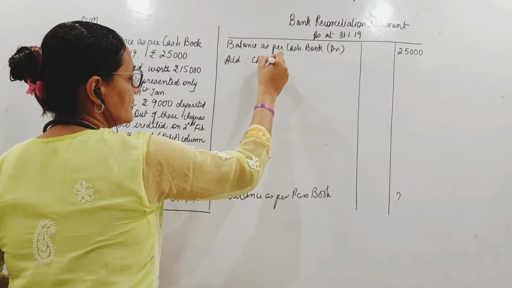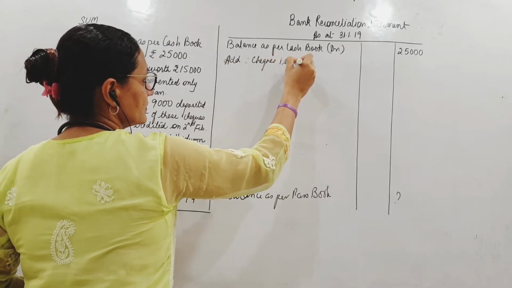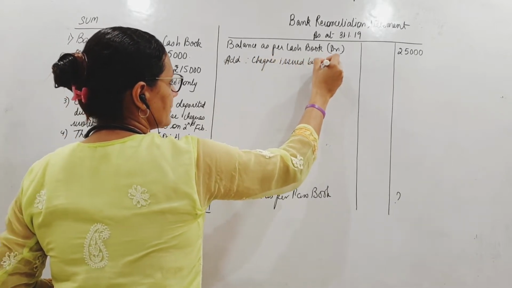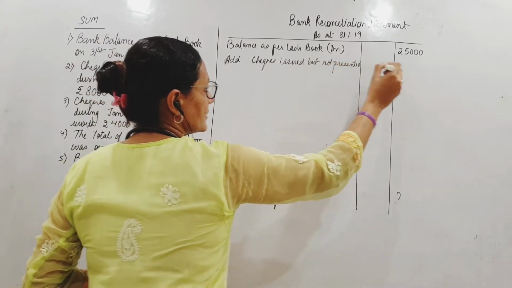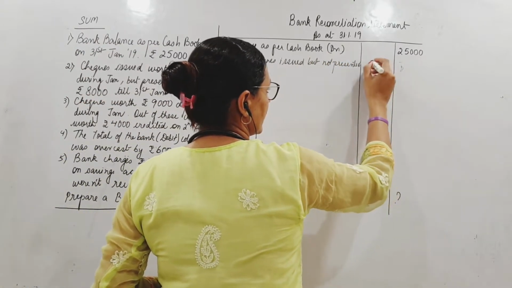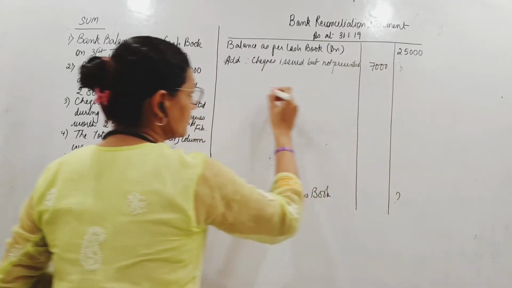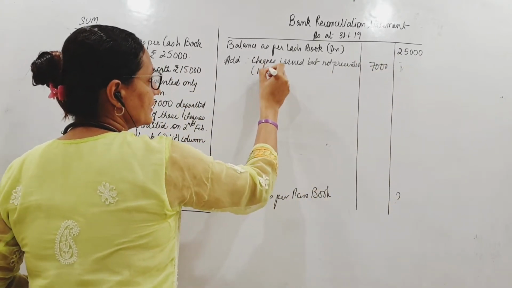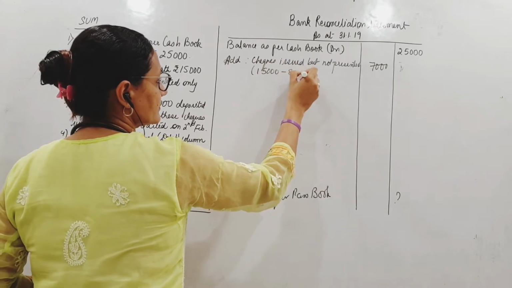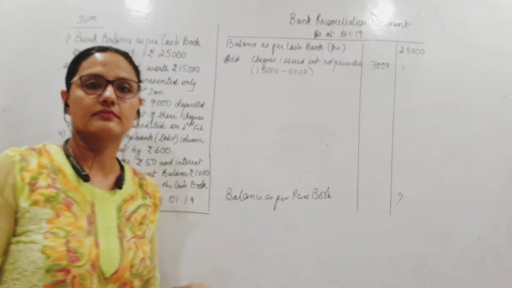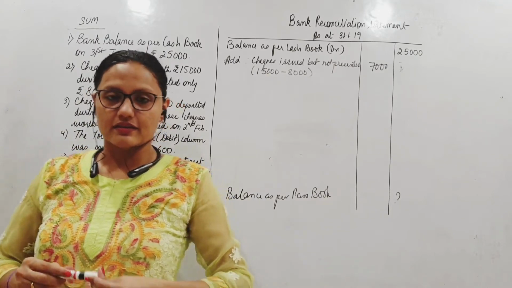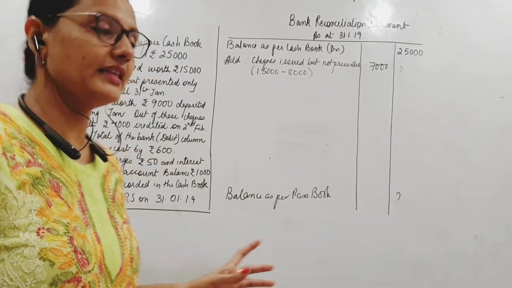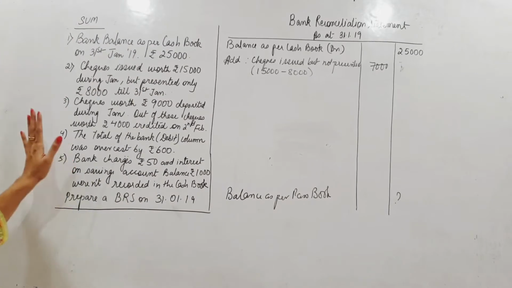I will write the reason: checks issued but not presented. I put 7,000 in the inner column. I also show here how I got this 7,000. Simple. Alright. So that is how we will proceed with each and every reason of difference here.